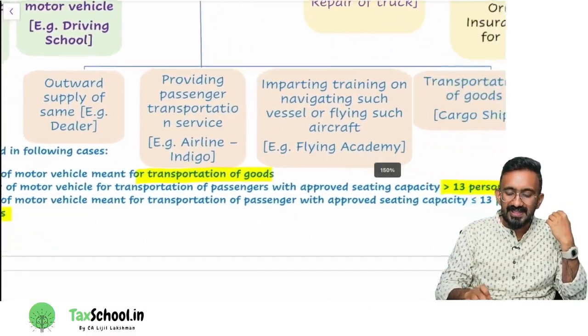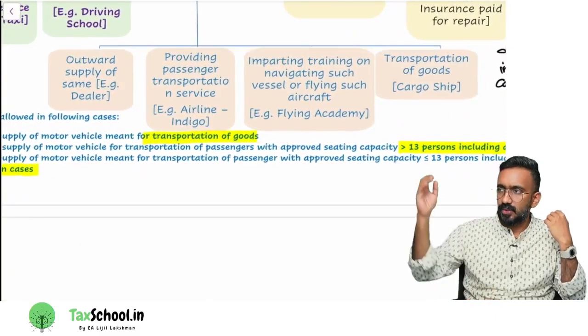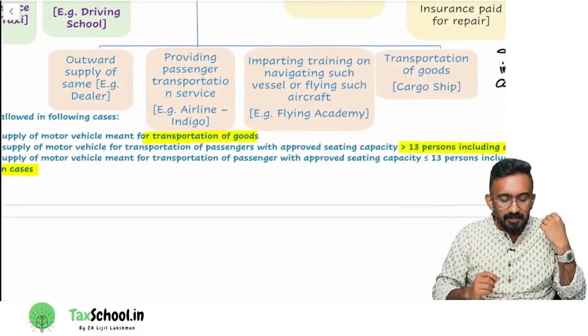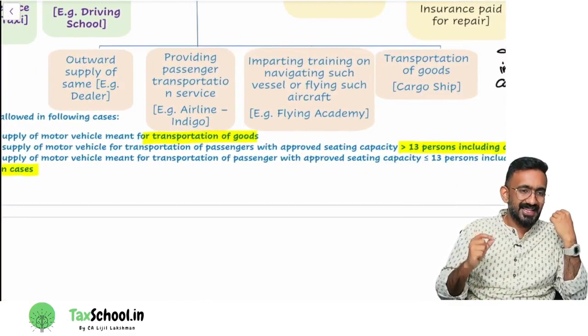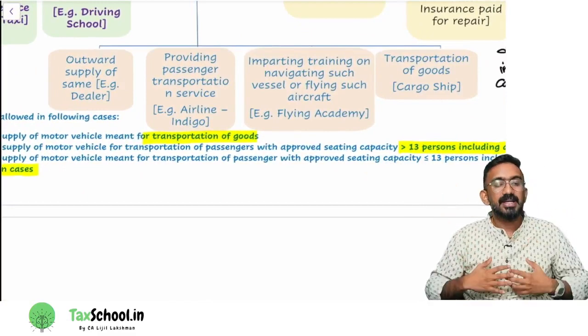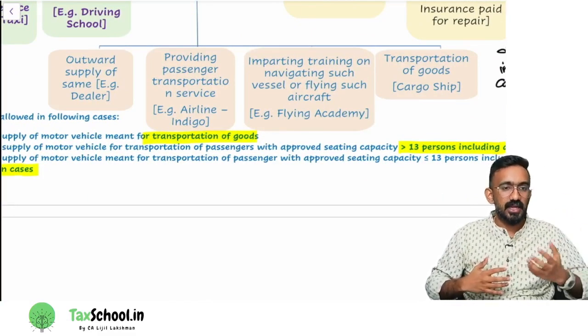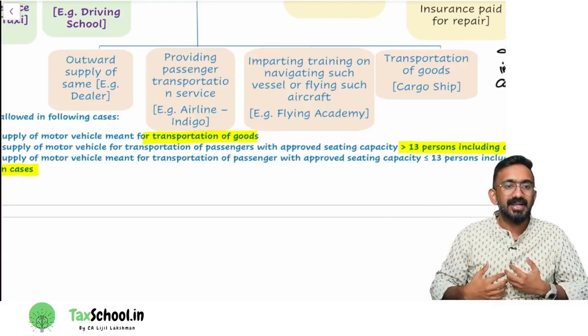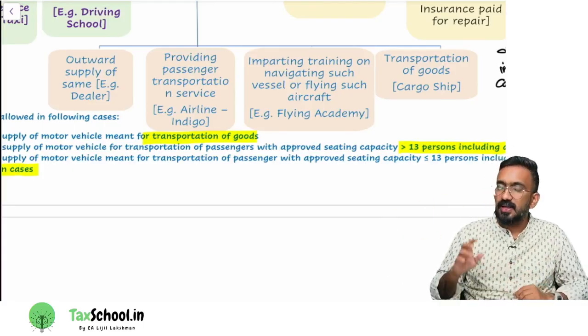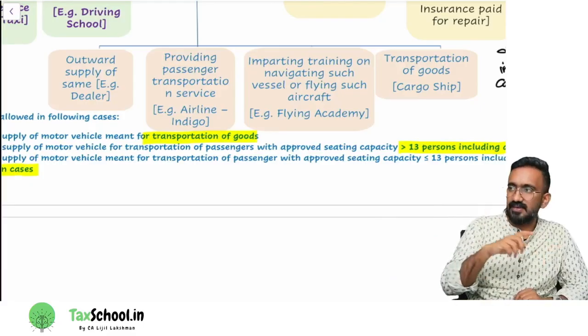There are 4 exceptions that I have given for it. Look at the exception. Inward supply of vessel and aircraft for outward supply of the same. I'm a dealer who's dealing and I purchase helicopters to sell helicopters. I'm a dealer. Can I take input tax credit? Yes, which is very similar to the first case that we have.